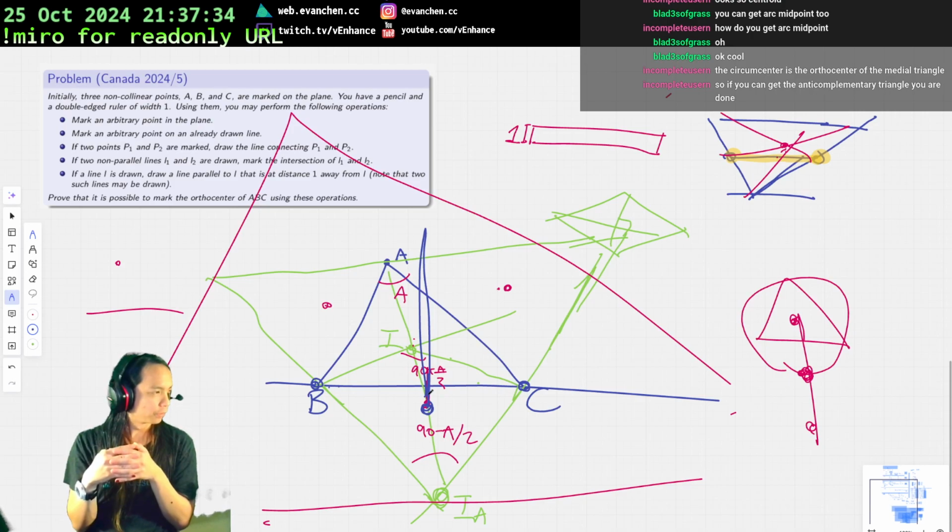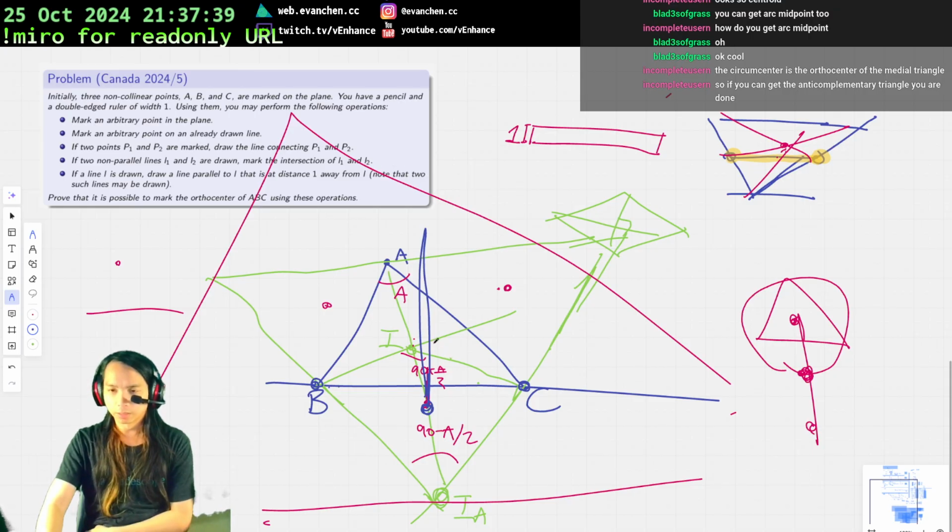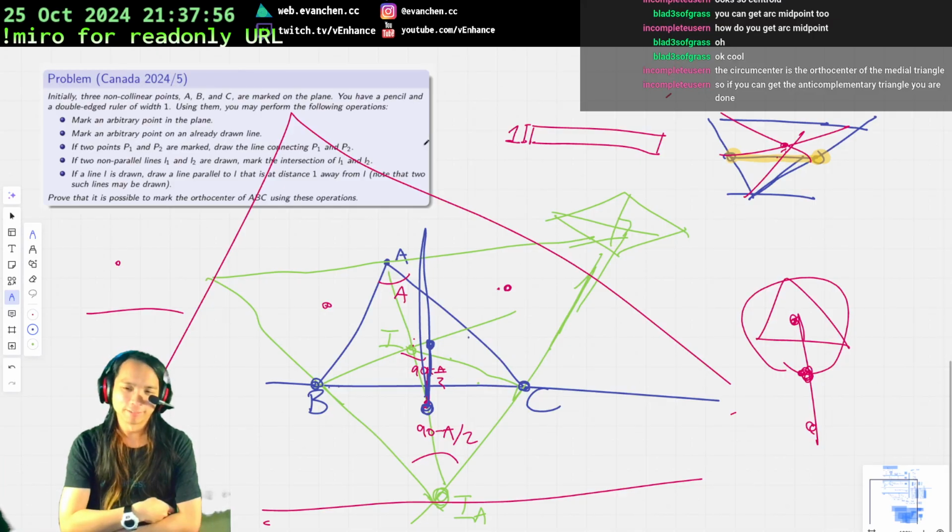The circumcenter is the orthocenter of the medial triangle. Yes. But I have the perpendicular bisector, so in particular I can get the circumcenter now. And this feels like a very convoluted way of getting the perpendicular bisector, though. But okay, I have it. Well, we'll just take it. So we can get any perpendicular bisector.